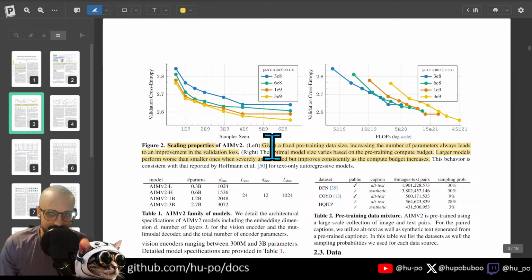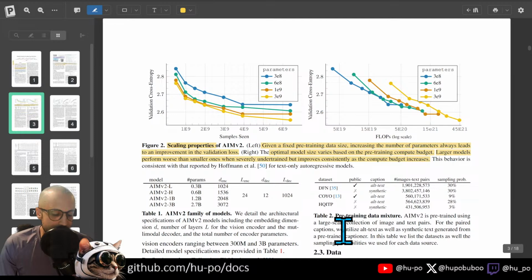Scaling properties: given a fixed pre-training dataset size, increasing the number of parameters always leads to an improvement in the validation loss. And then the optimal model size varies based on the pre-training compute budget. Larger models perform worse than smaller ones when severely undertrained, but improve consistently as the compute budget increases. So this is just a reiteration of the scaling properties as we know them for pre-training LLMs with an autoregressive objective. And now here you have the same scaling properties, but for image and vision, right?